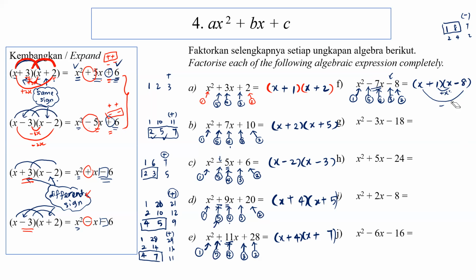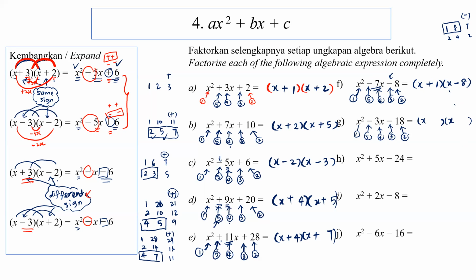Okay, now let's move on with the next question. X squared, this is the first step. Once you are familiar, you do not need to write 1, 2, 3, 4, like what I am doing now. Okay, so first step is x squared. X squared is very straightforward. It is x times x.